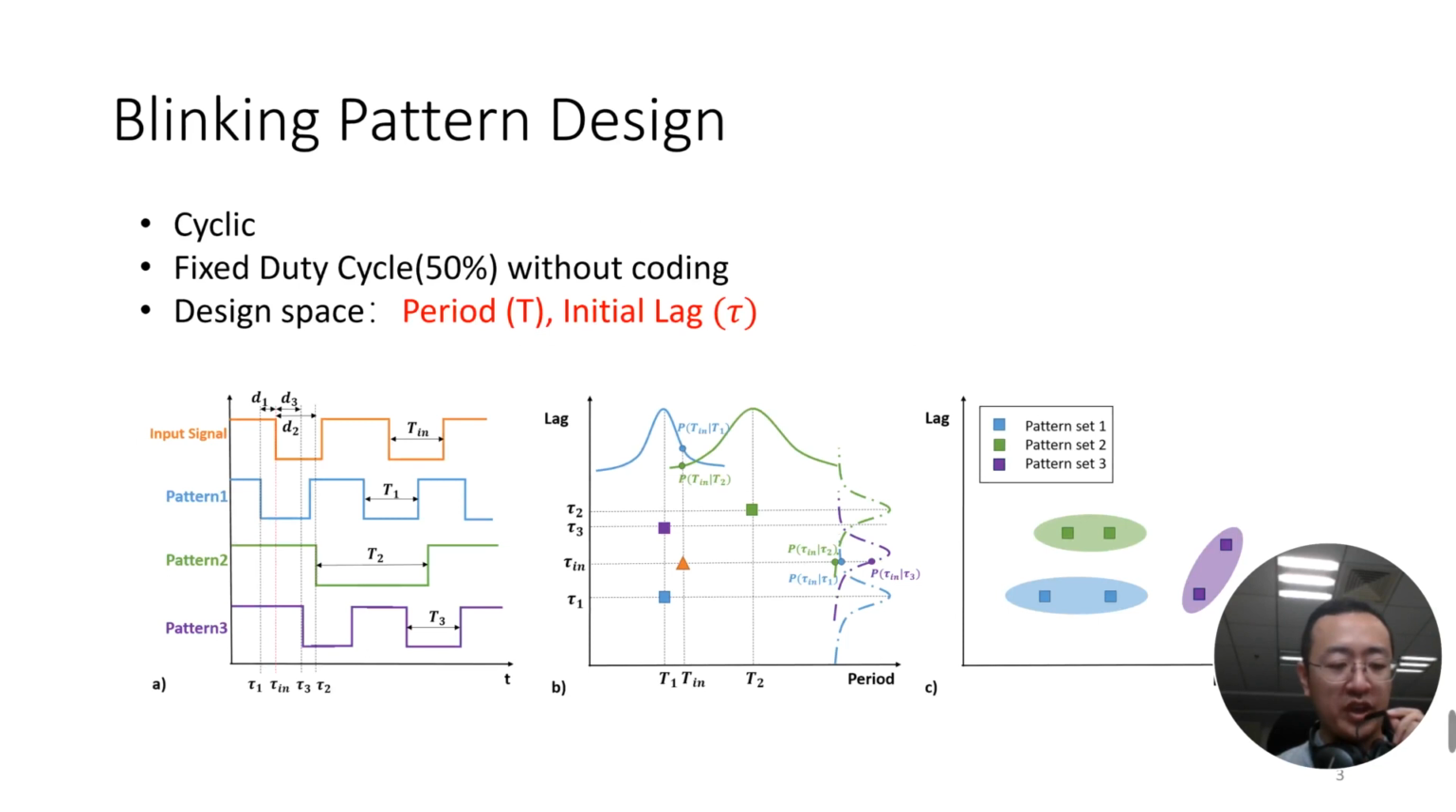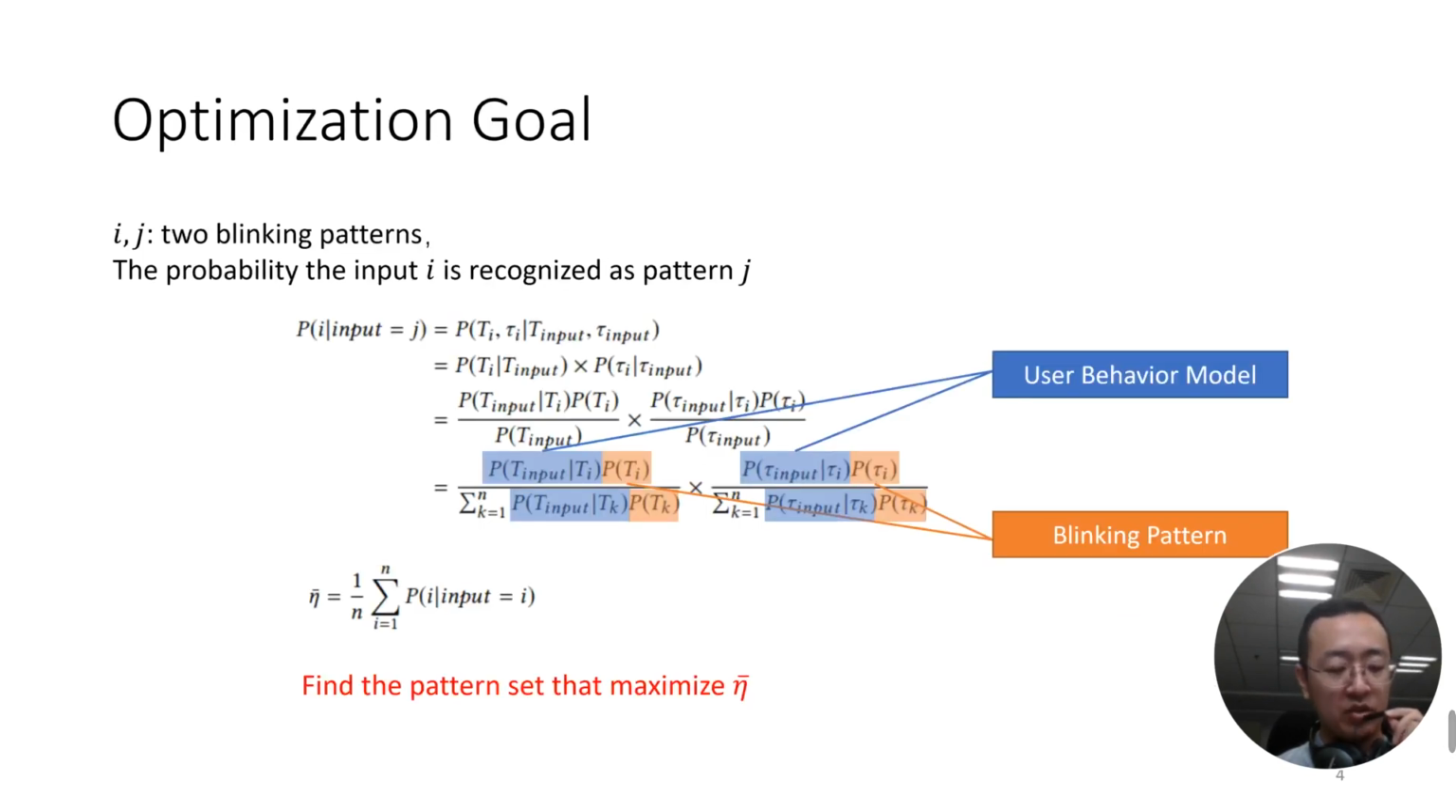So first, we need to simplify the pattern design space to reduce the complexity of behavior models. So we choose a cyclic pattern with fixed duty cycles, which does not enforce any coding. We design a two-dimension design space with one dimension being the blinking period and the other dimension being the initial lag before blinking starts. Then we need to determine the optimization metric.